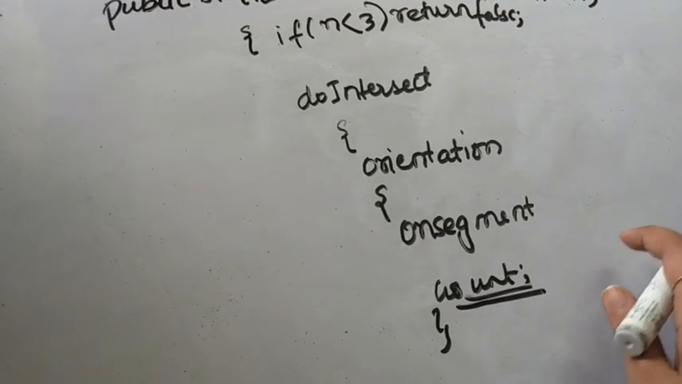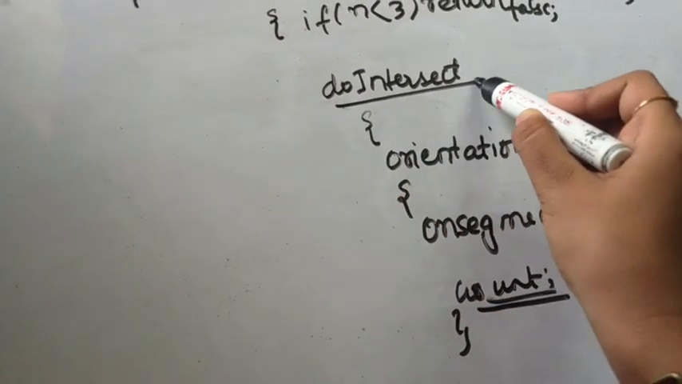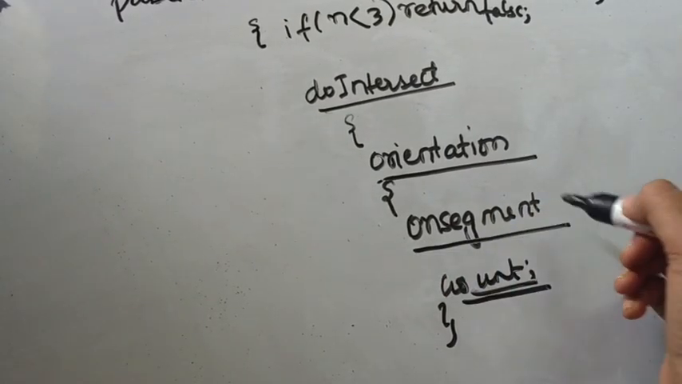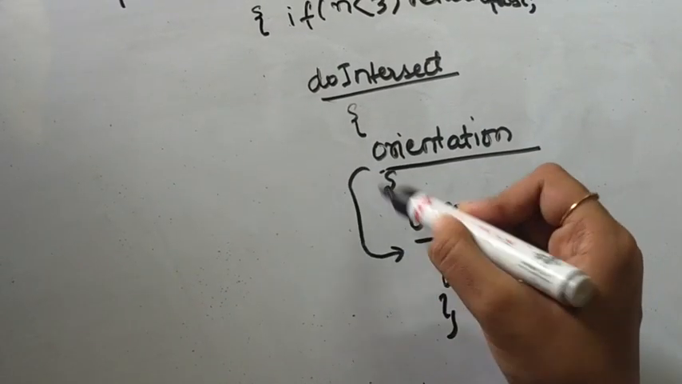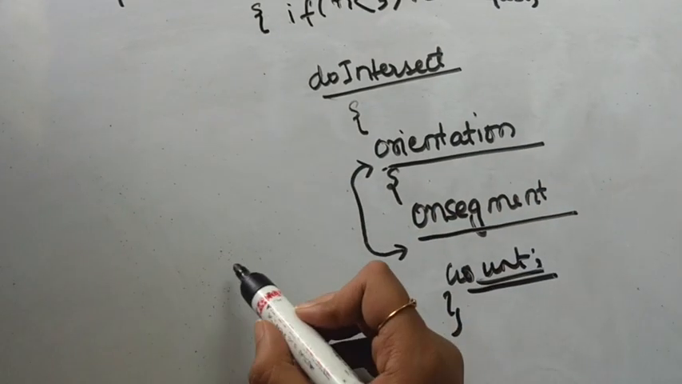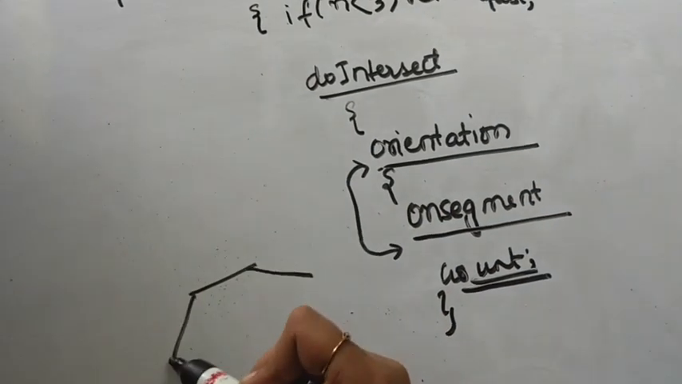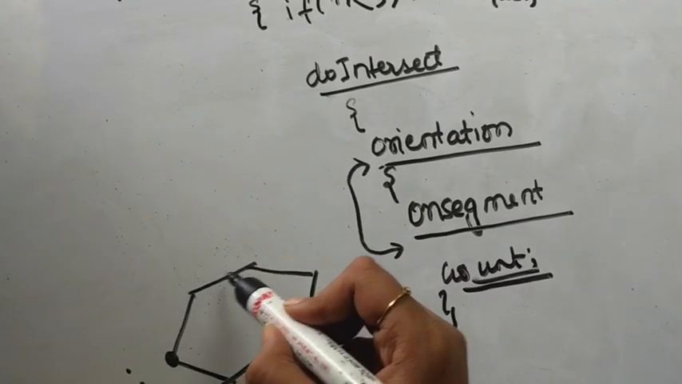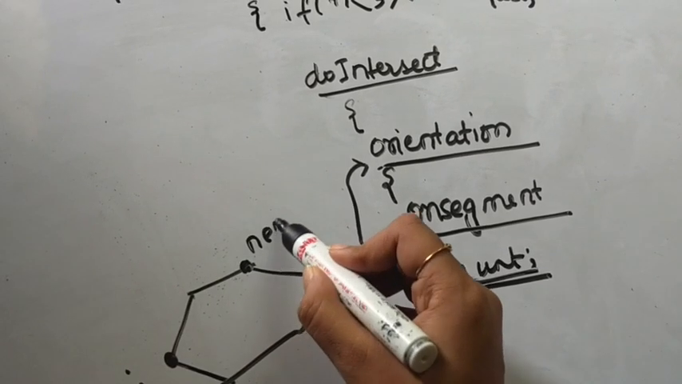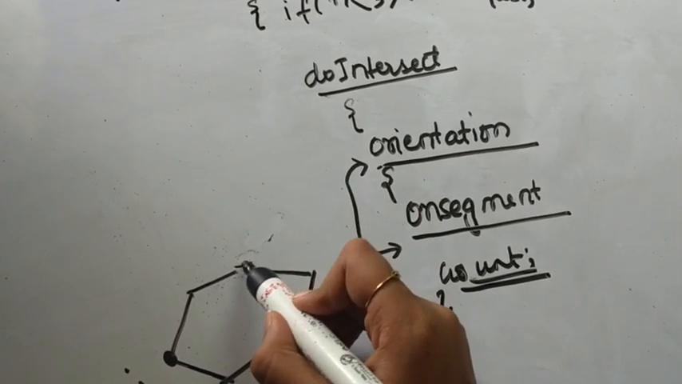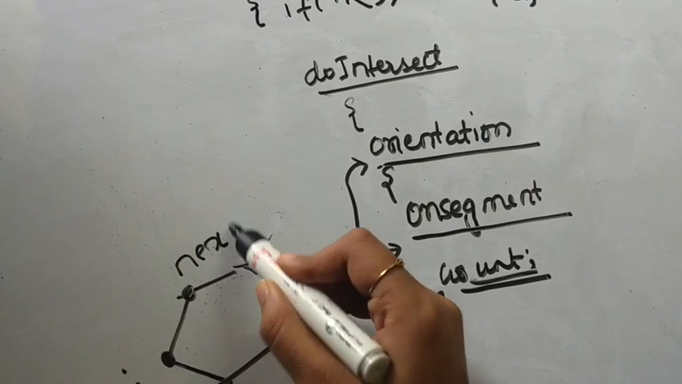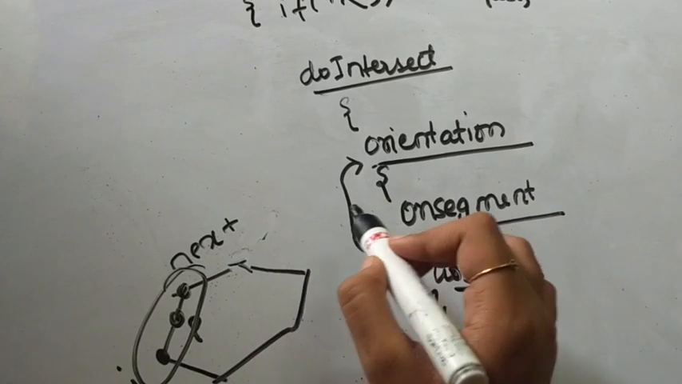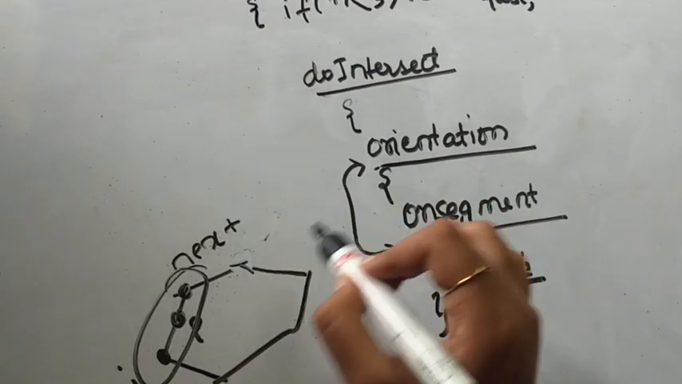So the doIntersect function will require 4 parameters. Orientation will require 3 and onSegment will require 3, and these two, as solved previously, require the same. So let us say for onSegment, I'm going to draw a polygon over here. Let us say we have this I point, and there's this next point, which is the next point of the polygon, so the next point will obviously come over here, and I'm going to take P somewhere here, right? So this is my strategy for solving these two functions, right?